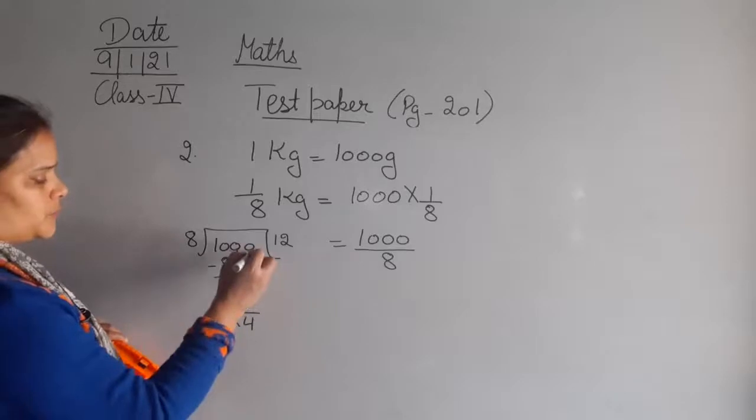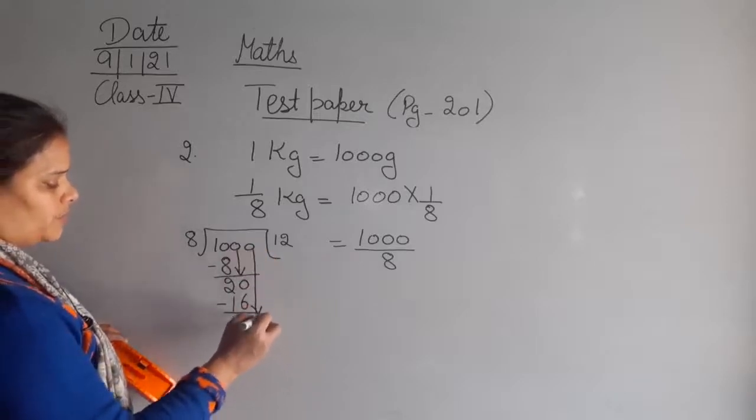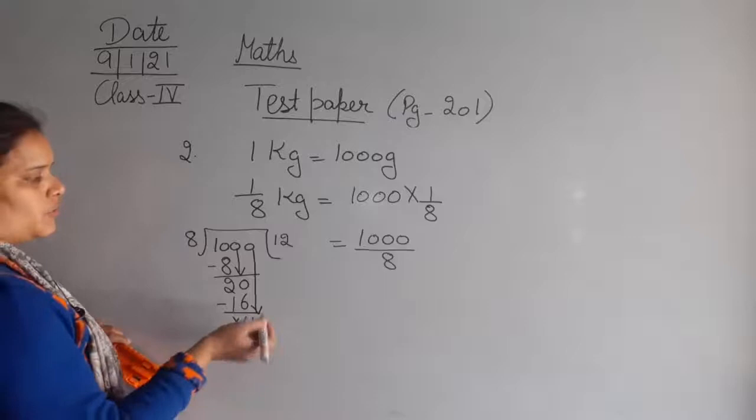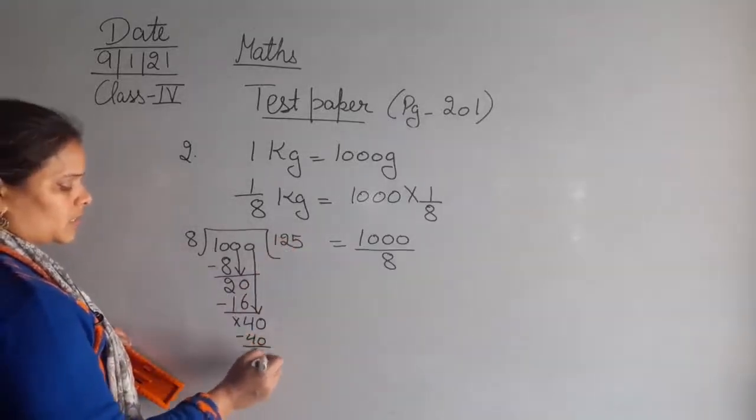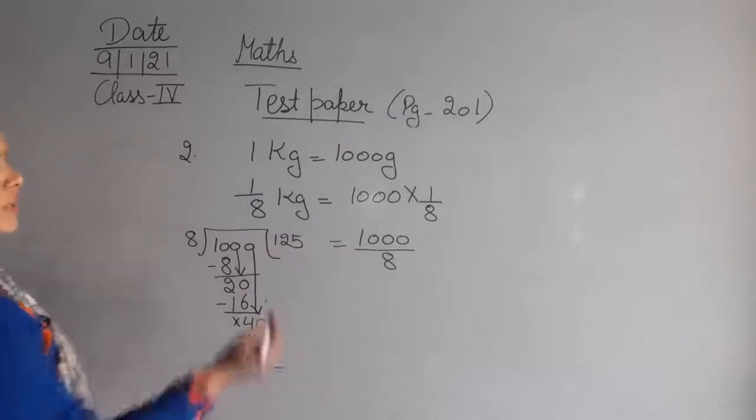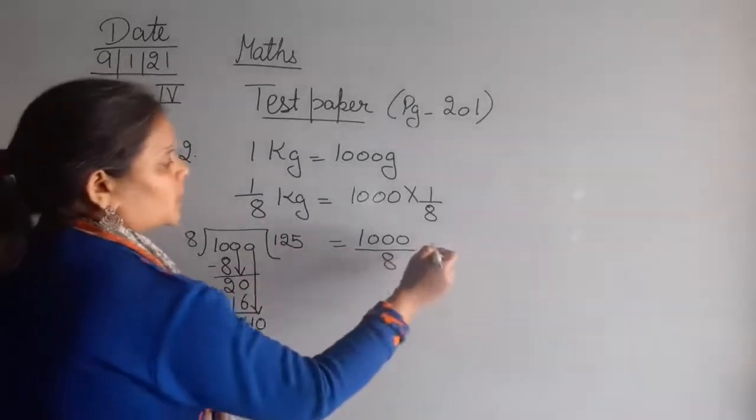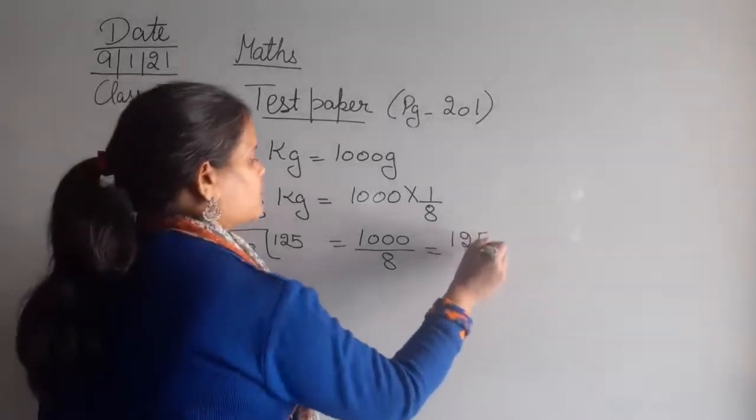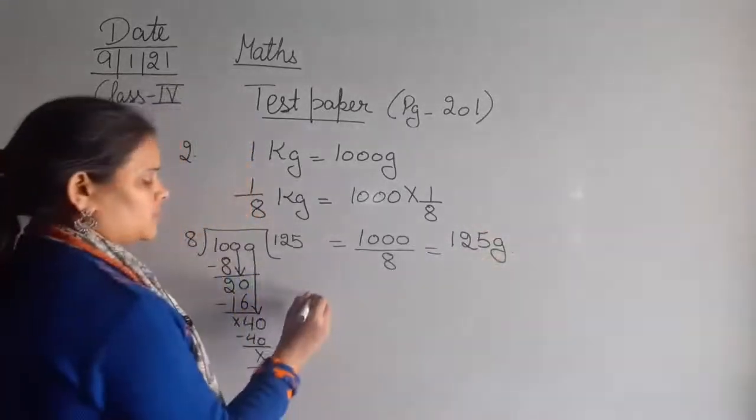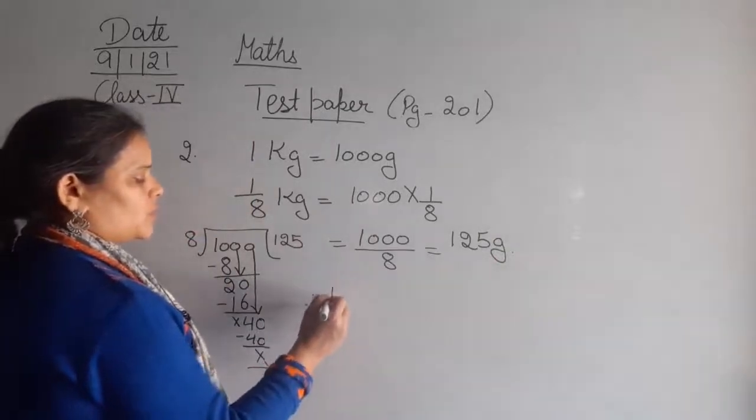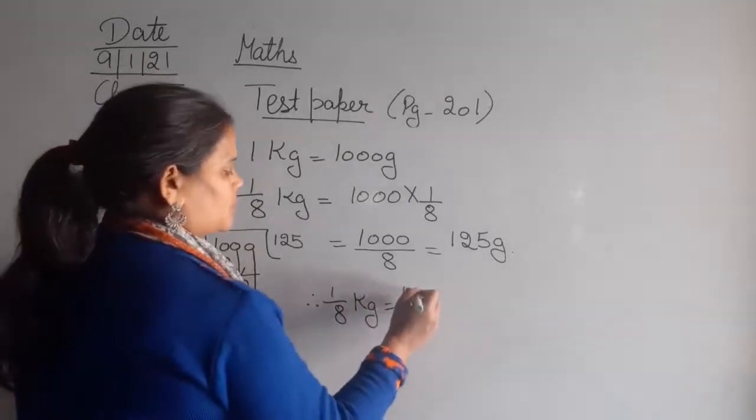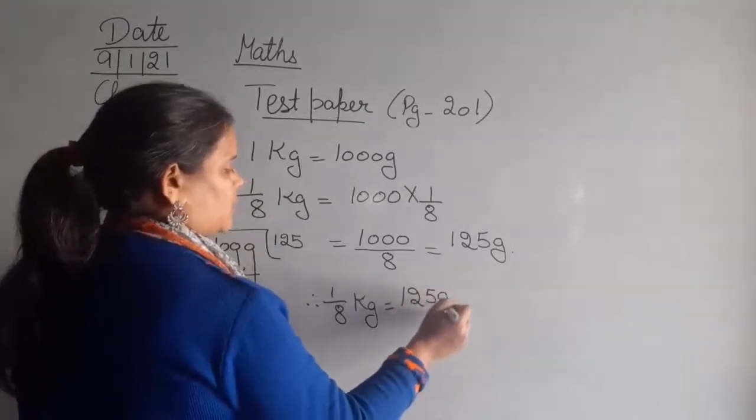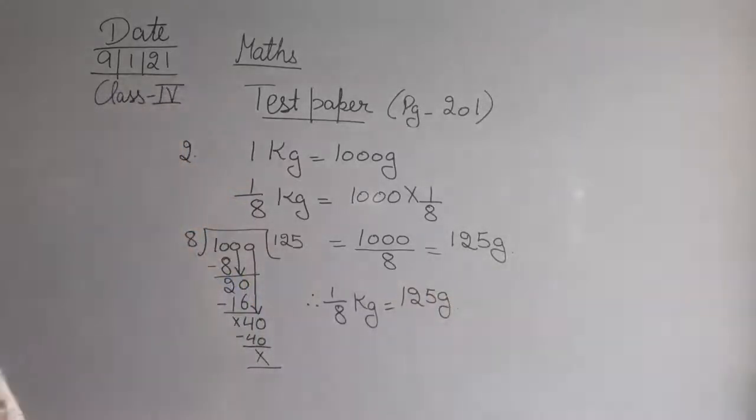So let's bring down the next digit, that is 0. Okay, so 8 के डिनोमिनेटर में 0, 40 का 8 5s are 40, minus, nothing will be left. So 1 upon 8 kg is equal to 125 grams. We will write the solution sentence. Therefore 1 upon 8 kg is equal to 125 grams. Okay, so this is how you are going to write the solution of it.